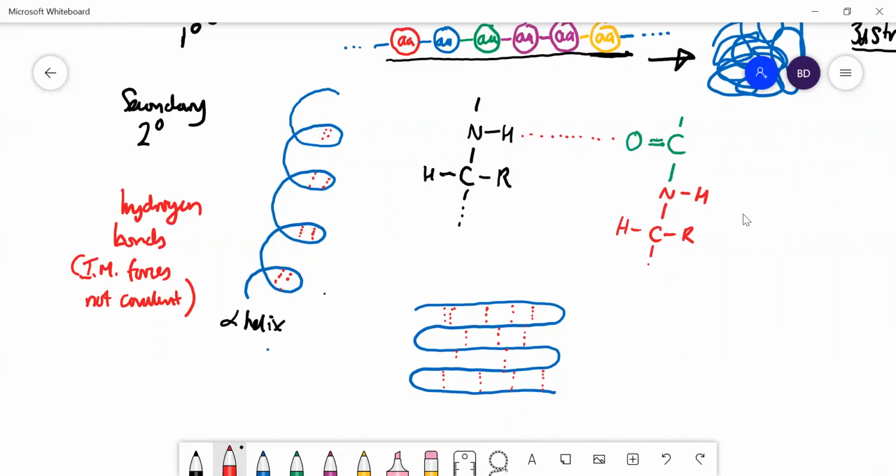Now, what is a hydrogen bond? Well, there's an attraction because this hydrogen here on the nitrogen is a tiny bit positively charged, and the oxygen here on this carbon-oxygen double bond is a little bit negatively charged, and they attract each other. Nothing's as strong as a covalent bond, but as intermolecular forces go, it's a reasonably strong attraction. That's what's holding this alpha helix together.